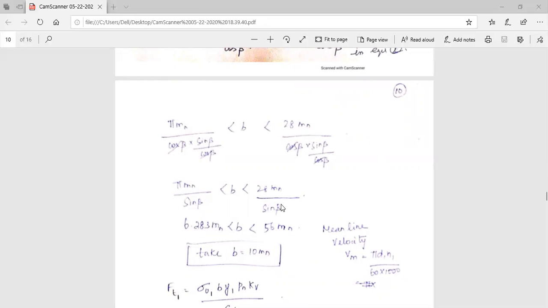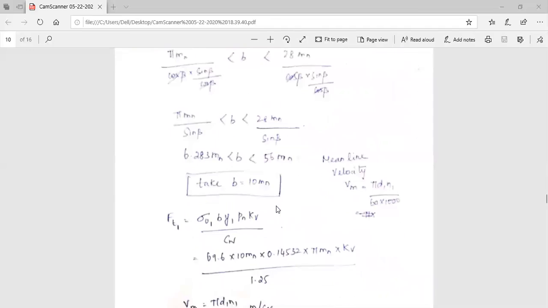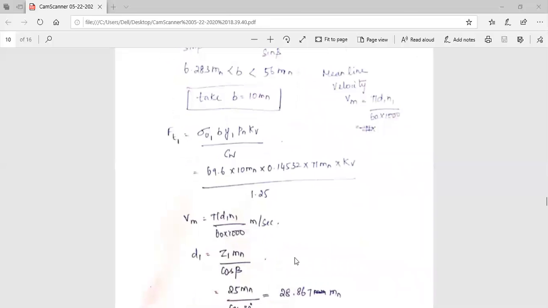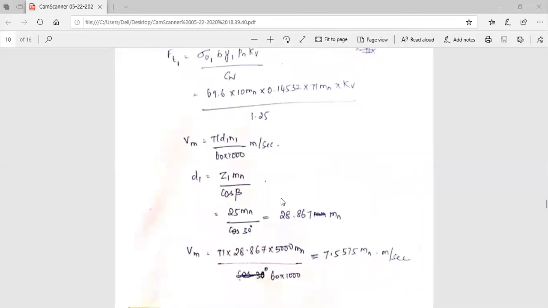In b, face width, we get it in terms of normal module. That is, mn means the normal module. After the face width is over, already we know y1, the Lewis form factor, which we already found. Then pn, what is the formula? Pi into mn, multiplied by kv, that is the velocity factor, divided by Cw. Already we took the value 1.25. Substitute all the values, we get the Ft1 value in terms of kv.